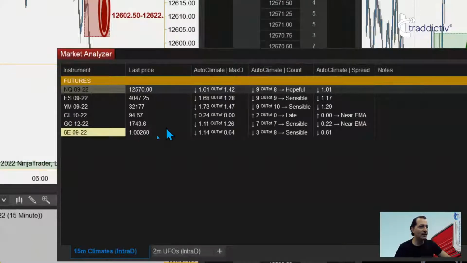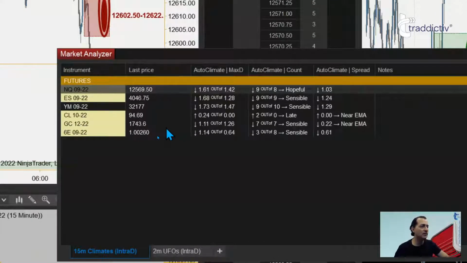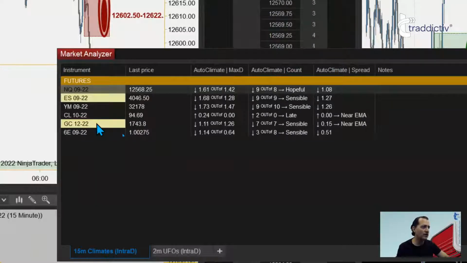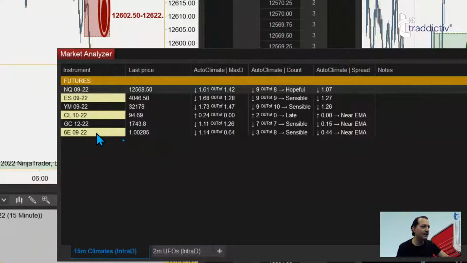And basically what the market analyzer does is it's looking at X amount of markets on the left. So notice the symbols. I'm looking at NASDAQ, NQ, S&P 500 futures, ES, Dow Jones futures, YM, CL for crude oil, GC for gold, and 6E for Euro futures. So we are looking at all those various markets.